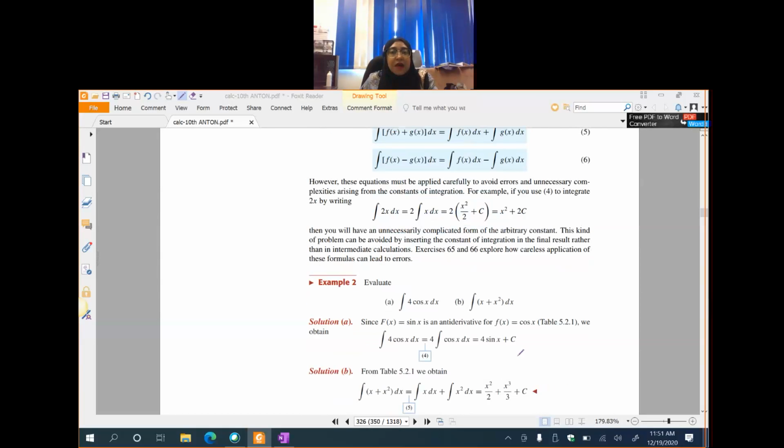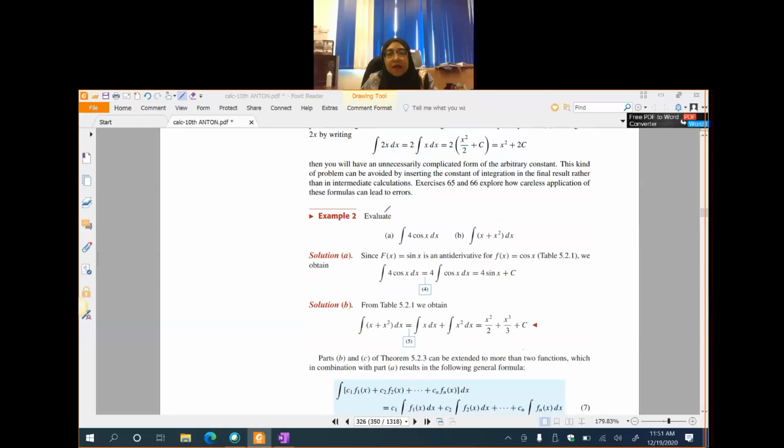Yes, clear. Okay, good. Next, example 2, evaluate the integral of 4 cos x dx. For this one, the 4 is a constant, so you can always take it out from the integration sign, like in the previous theorems. What is left under the integration sign is cos x. You integrate cos x, you will get sine x. So the final answer will be 4 sine x plus c.